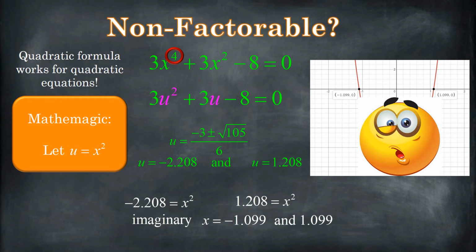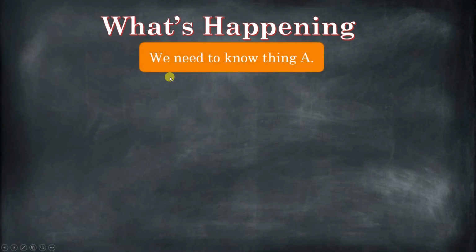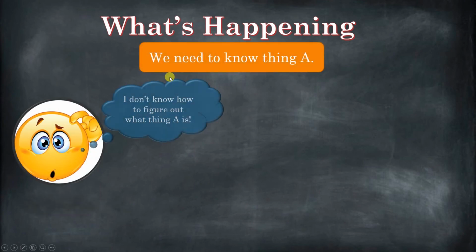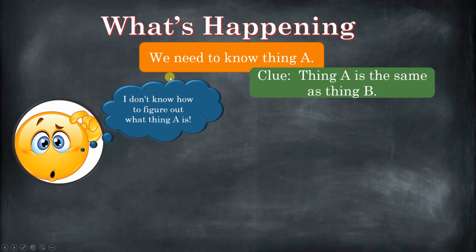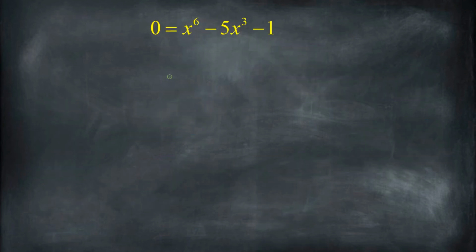So let me approach this from a different angle. Here's what's happening. We need to figure out what thing A is. We don't know what thing A is, but we do know that thing A is the same as thing B. But thing B we can figure out. And since we can figure out thing B, and we know that A is the same as B, we can figure out what A is. But we kind of have to go around a roundabout way of doing it. So let's see an example.